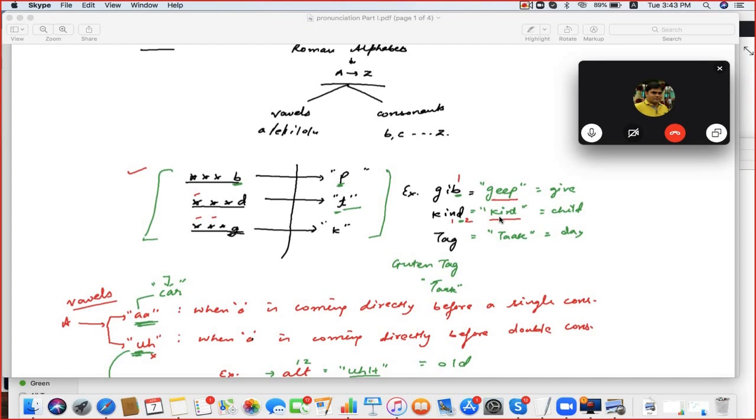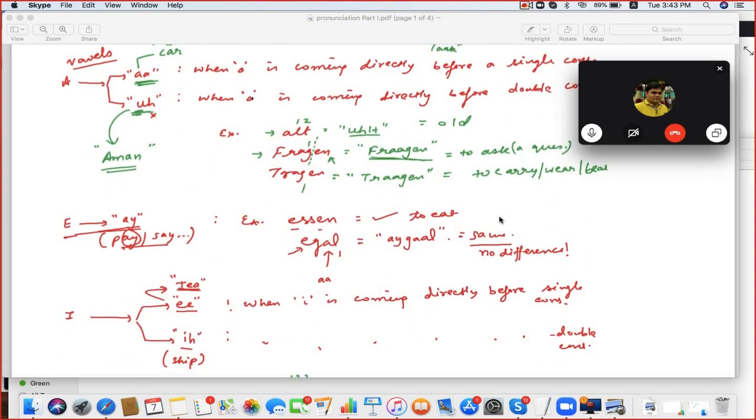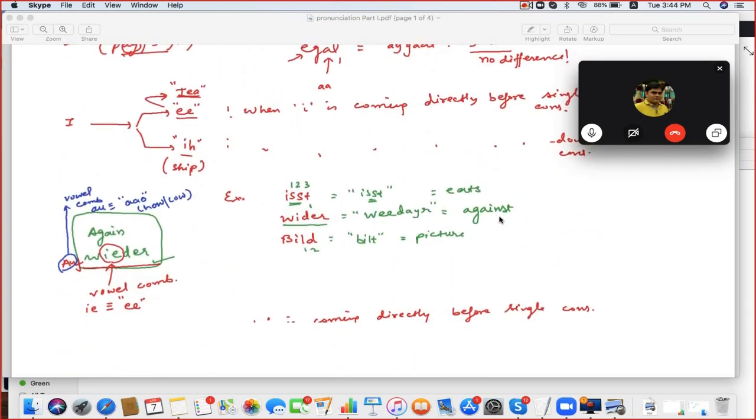Geep. Kent. Dark. Next. Need to scroll down. Geep, Kent, Dark. Next is Alt. Fragen, Kragen, Essen. This is Essen, not Essen. Egal. Scroll down. Egal. Next, Ist. Wieder. Bild.